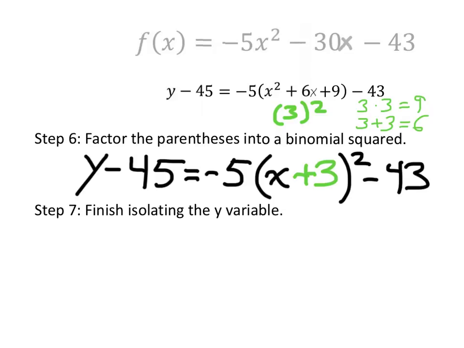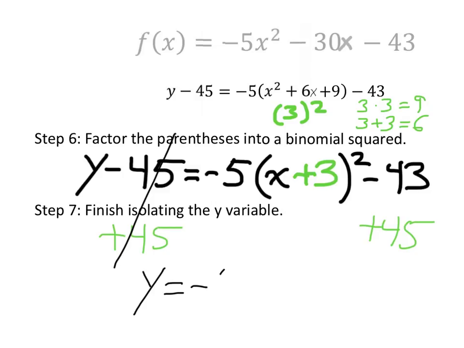Lastly, we finish isolating the y variable by adding 45 to both sides, and I can only combine the plus 45 with the constant on the other side. So finally, I end up with the equation y equals negative 5 quantity x plus 3 squared plus 2.